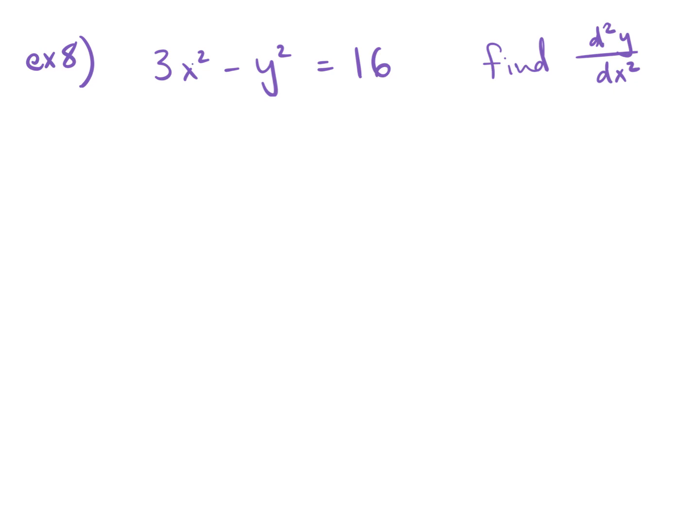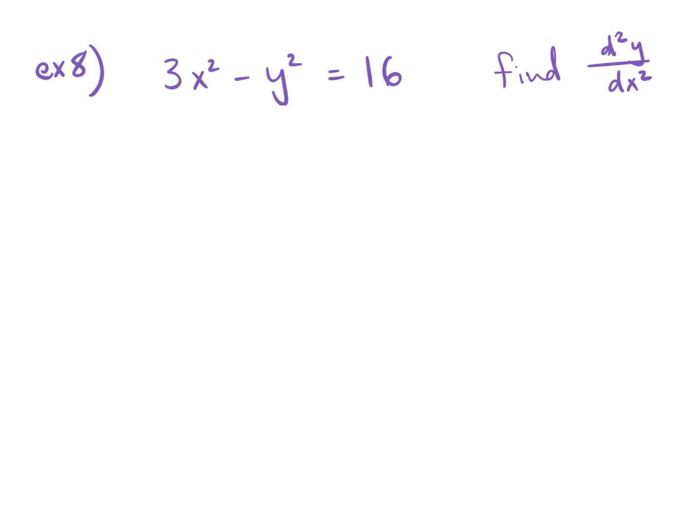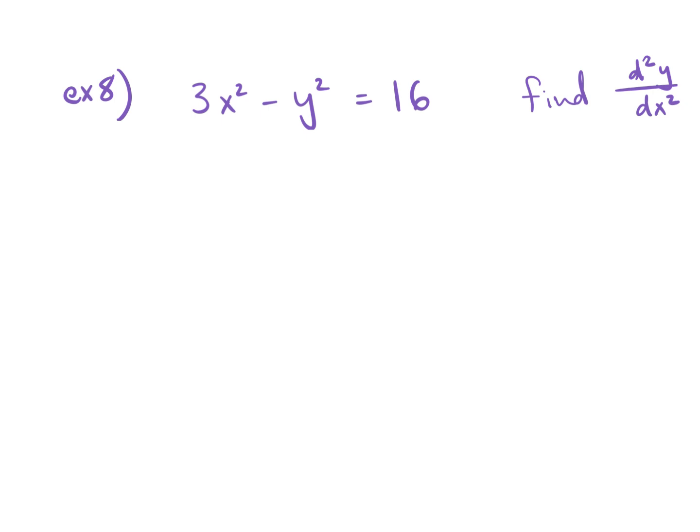We're going to use implicit differentiation here, so we're just going to find the derivative of each term. So our derivative of 3x squared would be what? 6x, perfect. Minus, what's the derivative of y squared? Awesome, 2y dy over dx is equal to, what's the derivative of 16? 0.